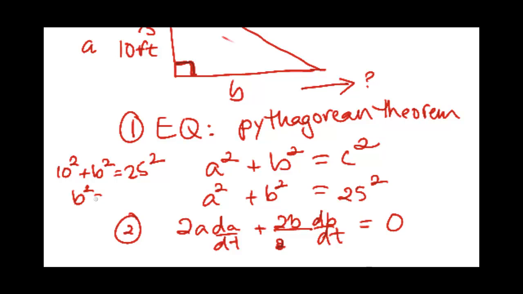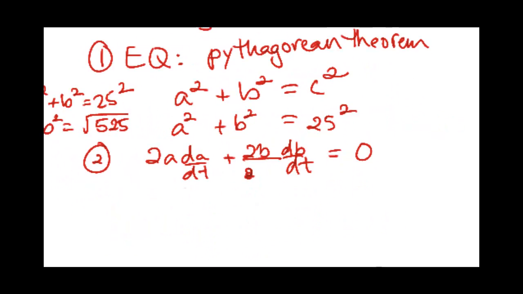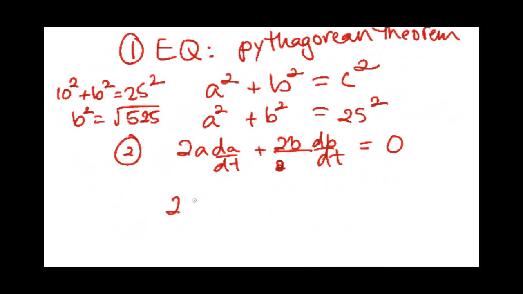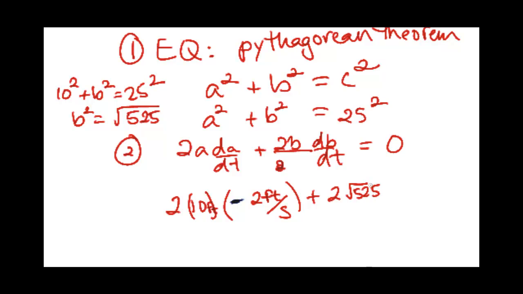So B squared equals 525, so B is root 525. And you plug that in, and then along with the A, which was 10, and the dA/dt was 2 feet per second. But why am I putting this here? Why is that negative? Well, because we're going down, and that's the negative direction. Otherwise this dB/dt will be the opposite sign than it needs to be. So then plus 2 root 525 times dB/dt.